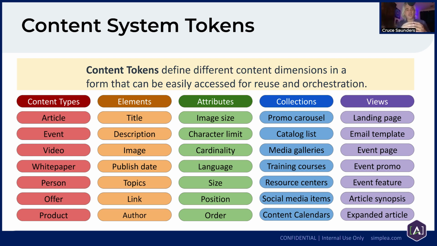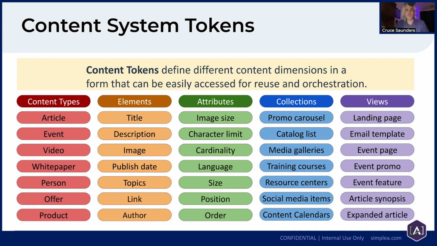These are essentially everything from the content types within a domain, the elements within content types and the attributes, and collections, which are groupings. For example, all the elements that are used in a promo carousel, or all the elements used in a resource center or social media item. All of those things can get put into an encapsulated form in the beginning in a spreadsheet, right? And that can be considered tokens, which are reusable parts of content that then have actual content associated with them.